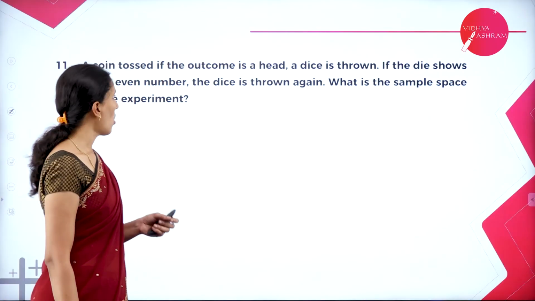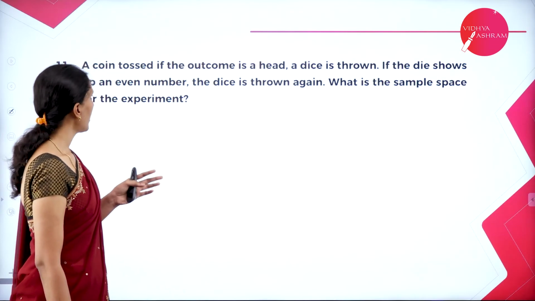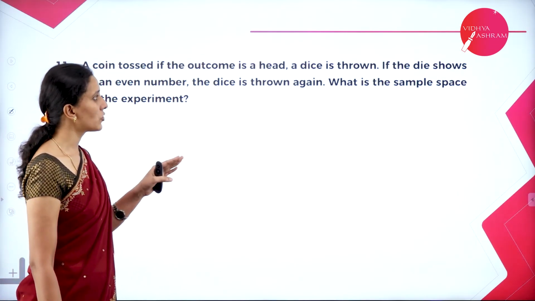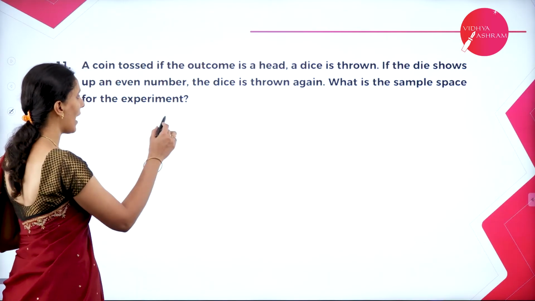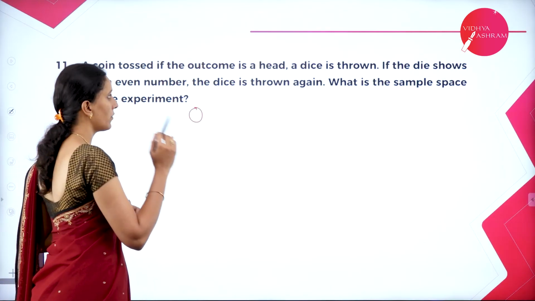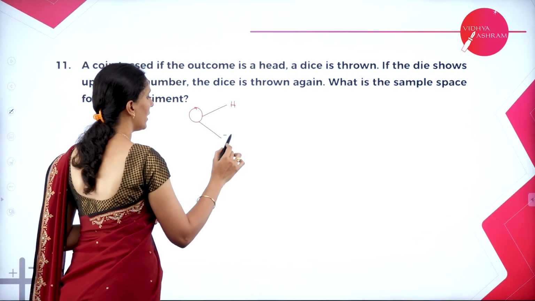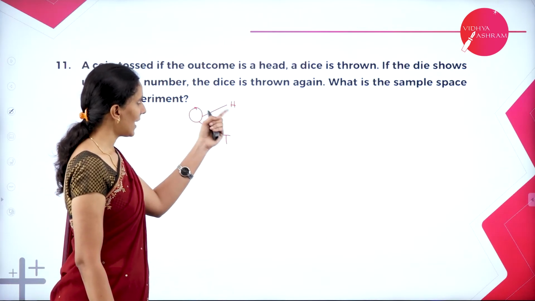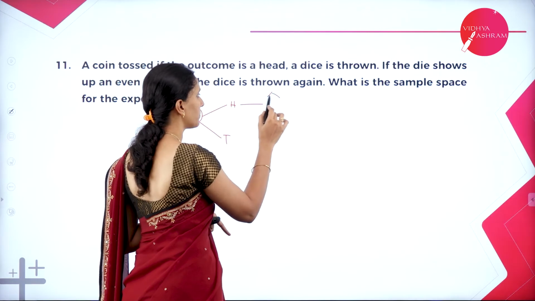Next one. A coin is tossed. If the outcome is head, a die is thrown. If the die shows an even number, the die is thrown again. What is the sample space of the experiment? Remember, here we have a coin. So we have 2 outputs, it might get head or it might get tails. If it gets heads, a die is thrown.